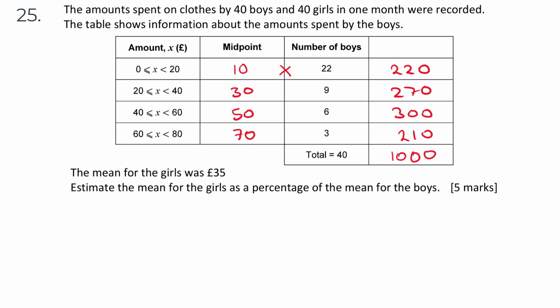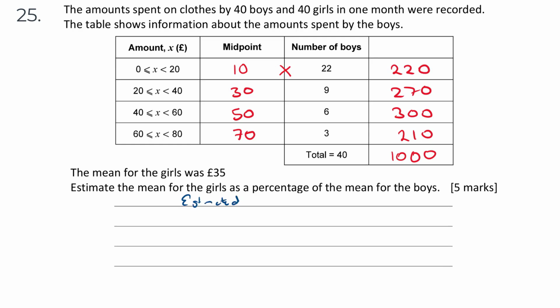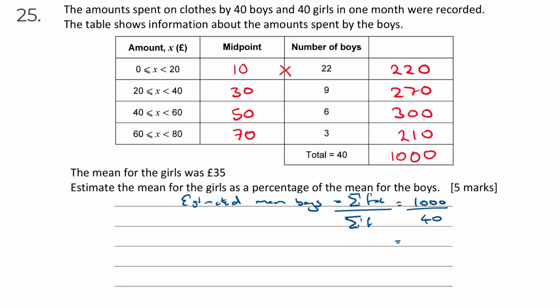So then the estimated mean for the boys is going to be sigma fx, which is this amount here, the sum of the frequencies times their values, which is 1,000, divided by sigma f, which is this value here, the total sum of the frequencies. So 1,000 divided by 40. I think it's 25, but let me just double check. 1,000 divided by 40, 25, yeah. So the estimated mean for the boys is 25.